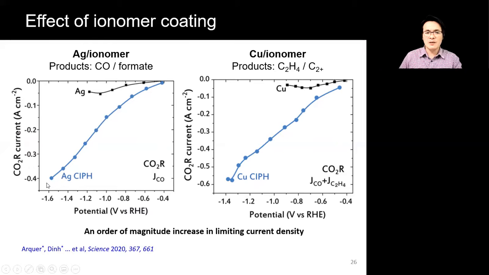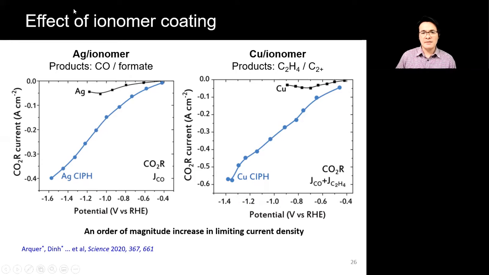So the limiting current, we have not reached it yet, but it is about an order of magnitude increase compared to the sample without ionomer. So definitely, when you have the ionomer on the surface of the catalyst, it helps to bring more CO2 to the active site so that you can operate the system at much higher current density.